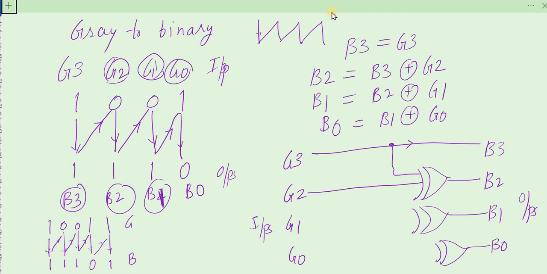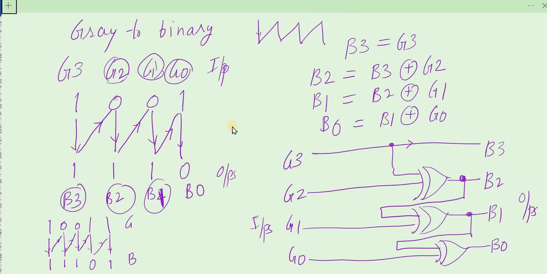For B1, the inputs are B2 and G1. So G1 is there and B2 is generated here. So this is taken here and added at the input. B0 is G0 and B1. So G0 is one of the inputs and B1 is the other input. So this becomes the circuit for conversion of 4-bit gray to binary. This will be extended as it is for any number of bits.